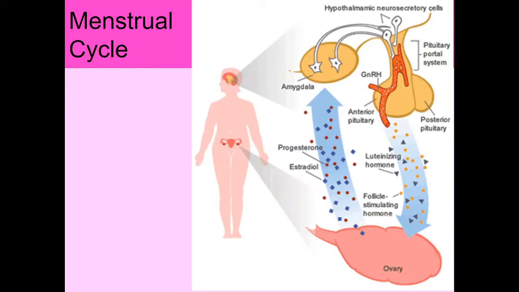So the hypothalamus secretes hormones, called gonadotropin releasing hormones, that then cause the pituitary gland to send out luteinizing hormone and follicle stimulating hormone. See that in the picture. Those hormones tell the ovary to ripen an egg.